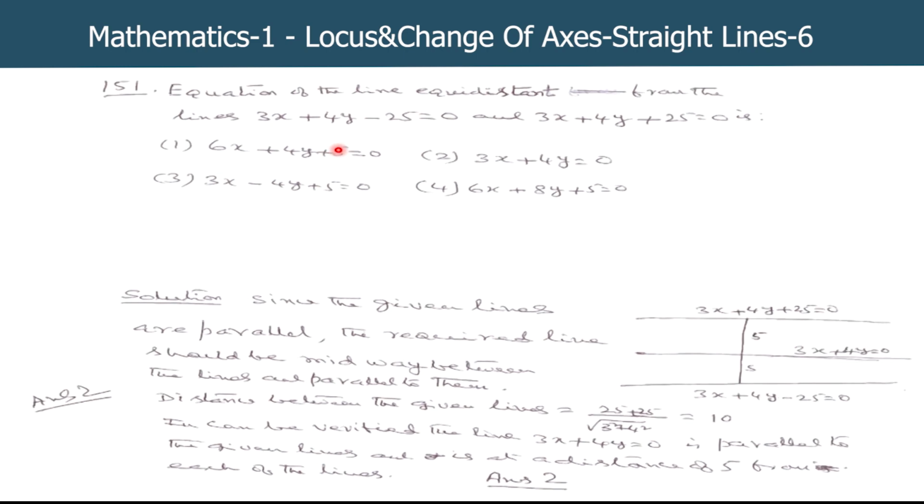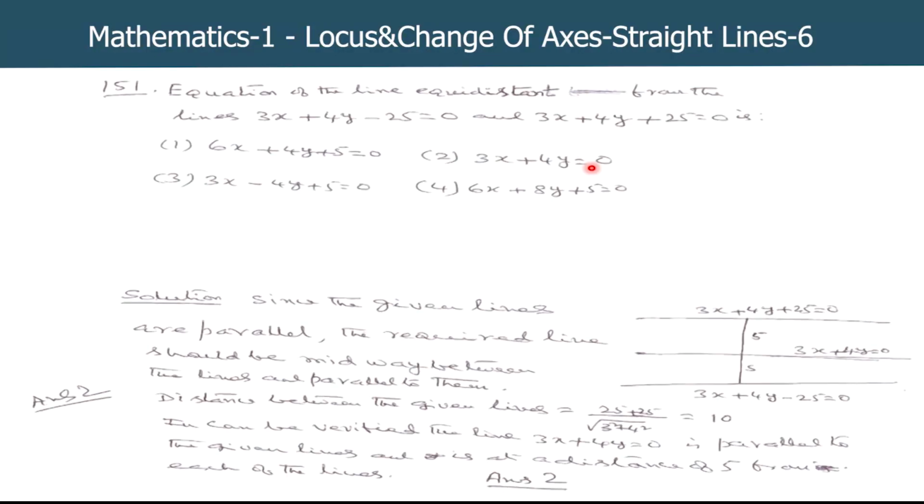The first option is not correct, because the distance between them is 10, but the distance of 6x plus 4y plus 5 equal to 0 from one of the lines is 25 plus 5 by 5, that means 6 units. The third is not, that is again the same, and the fourth is not. The second option, 3x plus 4y equal to 0, has a distance from one of these lines of 25 minus 0 by square root of 3 square plus 4 square, so 25 by 5, that means 5. So, that is the line parallel to the two lines, in between those two lines at a distance of 5 units. So, the correct option is 2.